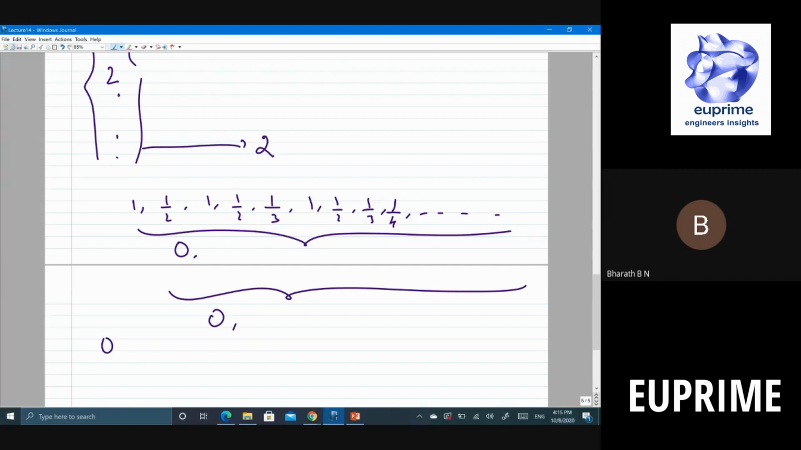What is lim sup? It will be 1, right? So this will be 1. And then again here also it will be 1 and so on, and take the infimum. So 0 and 1, right? So essentially 0 and 1 are the lim inf and lim sup. These are also called limit points.